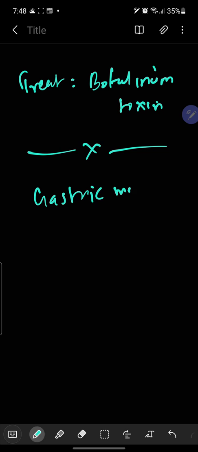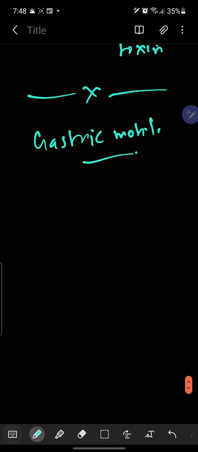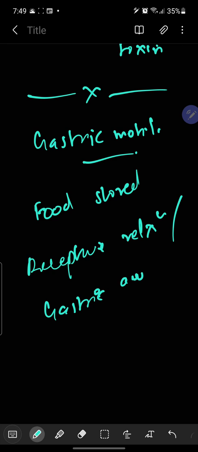Gastric motility. Till now we were discussing esophageal motility. Coming on to gastric motility. The food now reaches the stomach and there will be relaxation. The proximal stomach undergoes relaxation, and now food can be stored. This is called receptive relaxation or gastric accommodation.